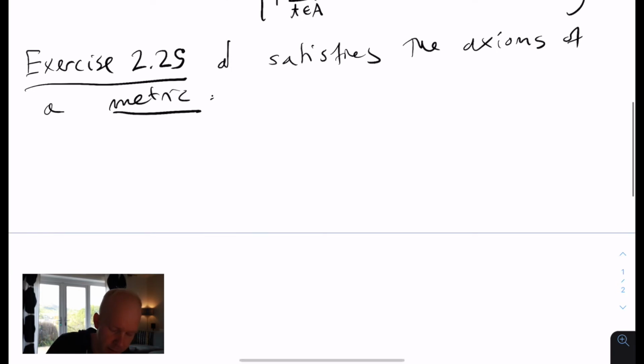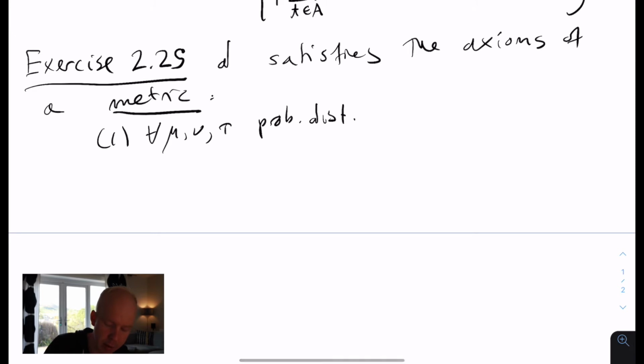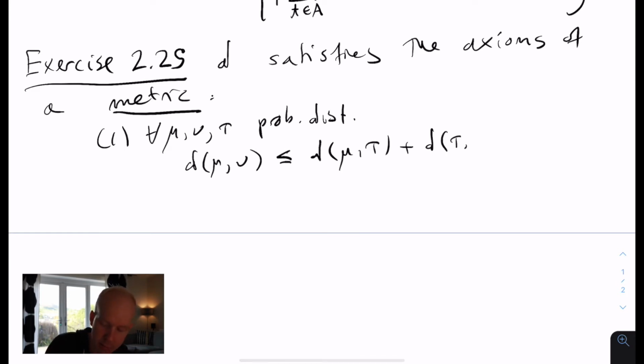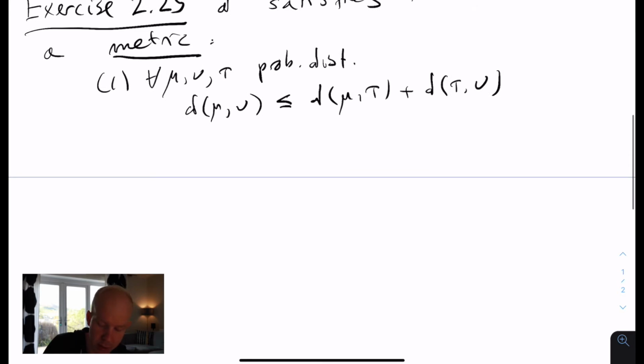So what we have here is the triangle inequality. For any mu, nu, tau probability distributions, we have that the distance d(mu, nu) is at most the distance d(mu, tau) plus d(tau, nu). This is the so-called triangle inequality.